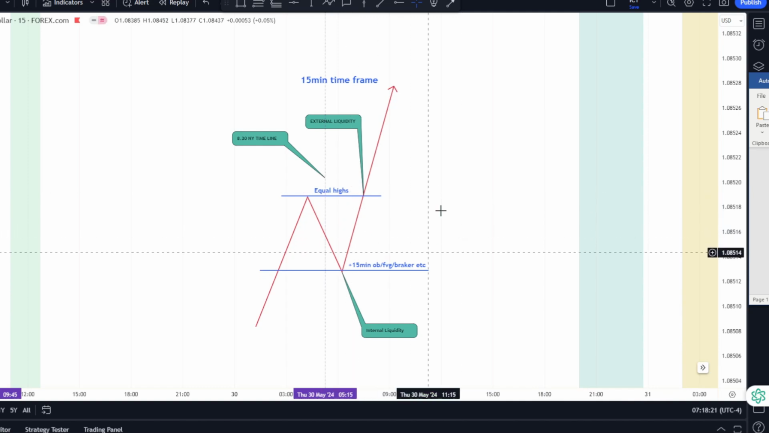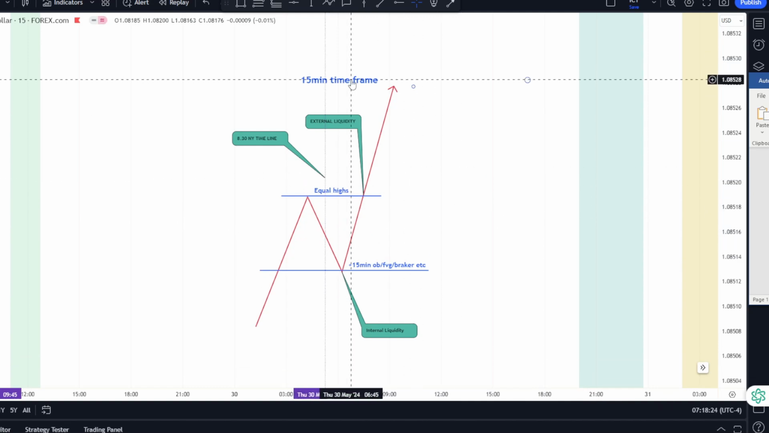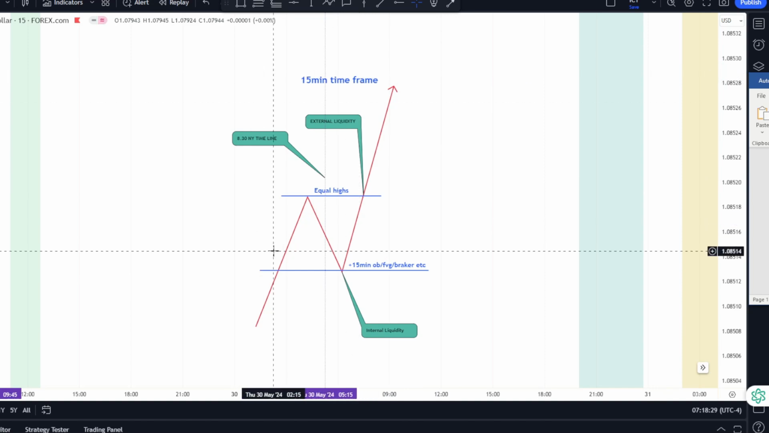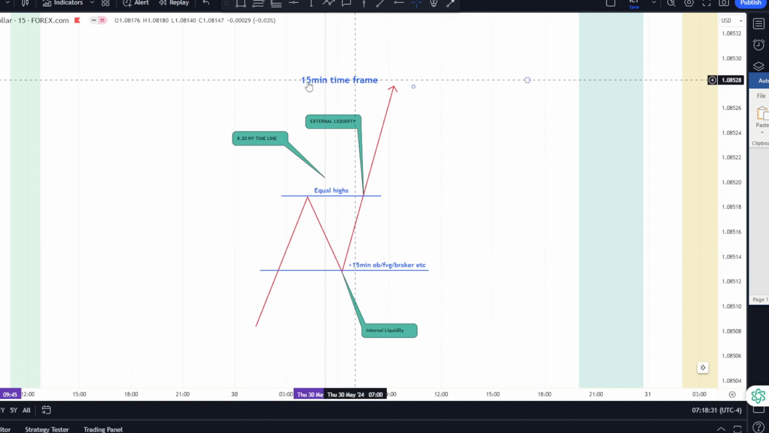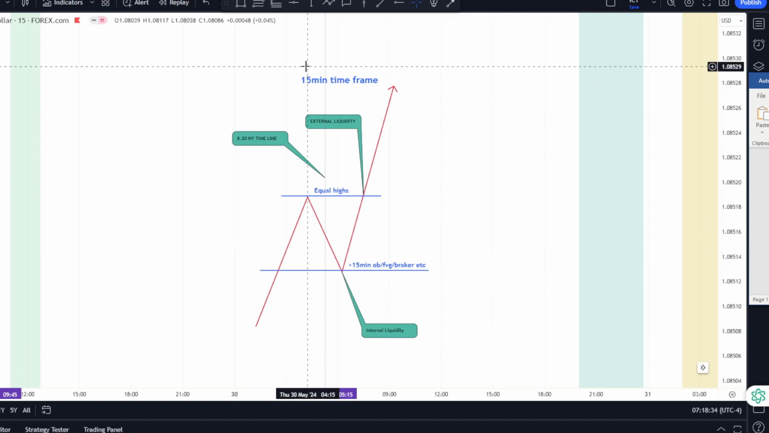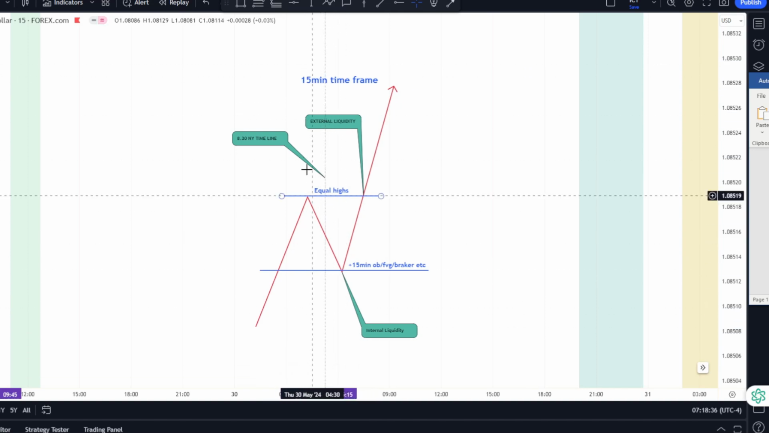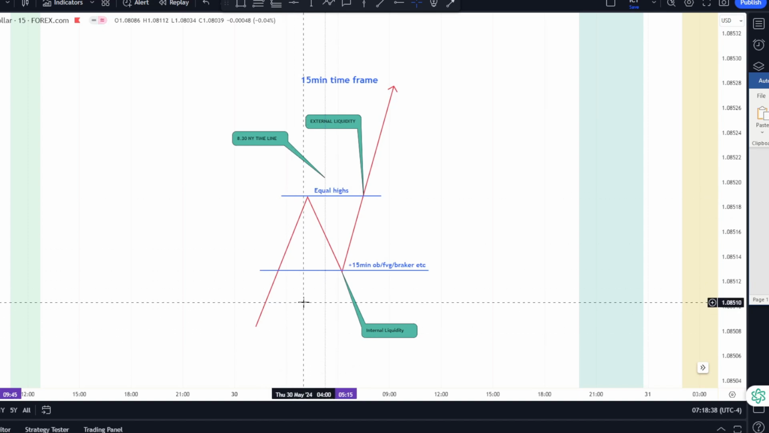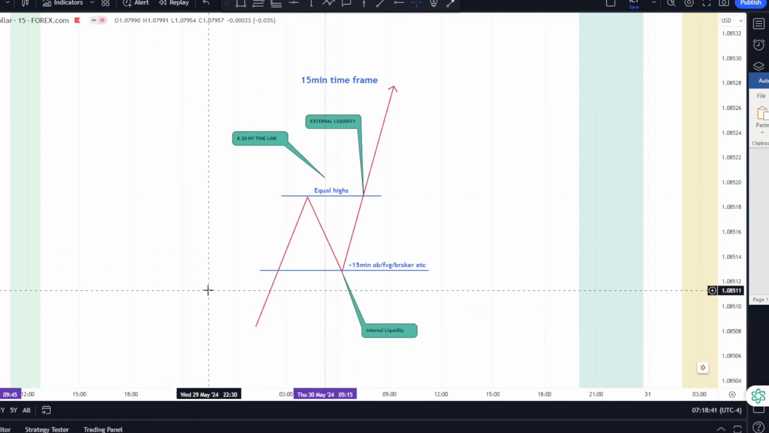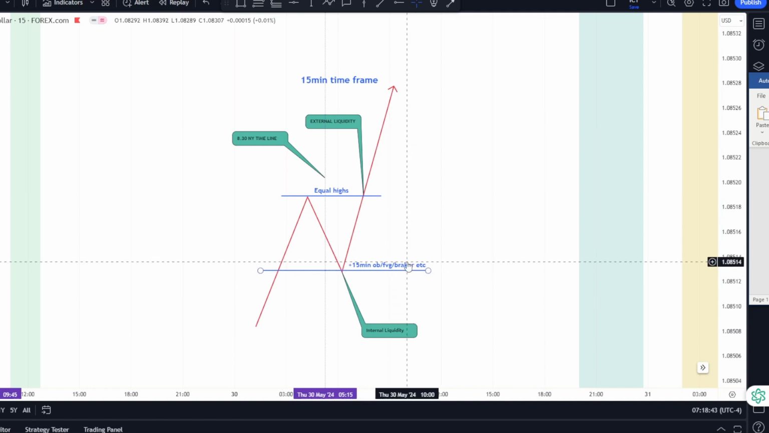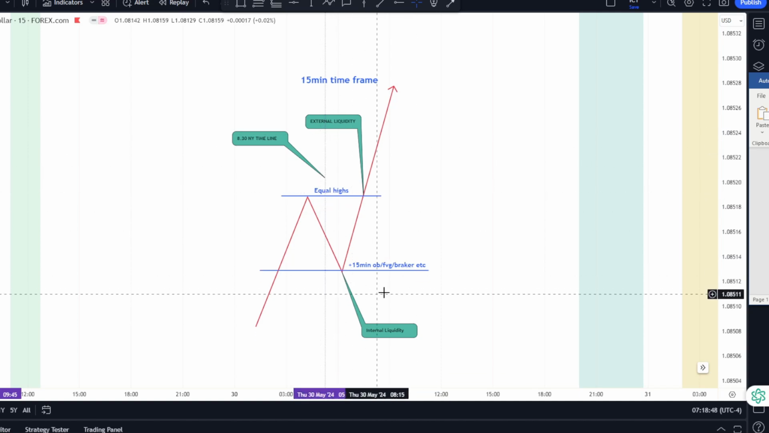Let's go into the explanation of a continuation trade pattern. First of all, I will mark all the PDRAs in the 15-minute time frame before or near the 8:30 AM New York opening. Examples of 15-minute PDRAs include order blocks, fair value gaps, breakers, and equal highs and equal lows. Then I will wait for the price to respect any of these PDRAs.